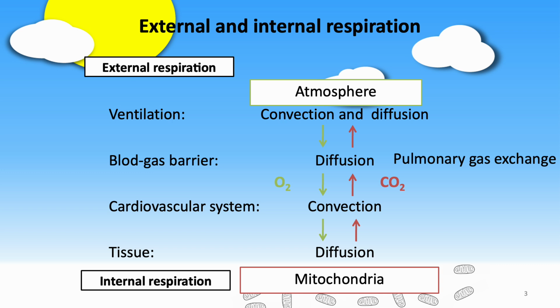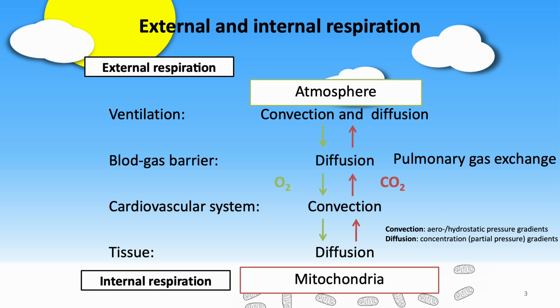Now, external respiration can be divided into a number of processes, which each involve convection and diffusion. So convection, that would be the transport of gases due to either aerostatic or hydrostatic pressure gradients. And diffusion would be the movement of these gases due to concentration differences or partial pressure gradients.